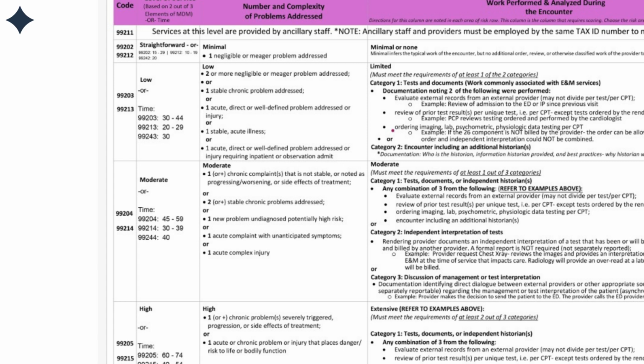Stable acute illness: a problem that is new or recent for which treatment has been initiated, the patient is improved, and while resolution may not be complete. Now look at the term under moderate, one or more chronic illnesses with exacerbation, that is not stable or is noted as progressing, worsening, or a side effect of treatment.